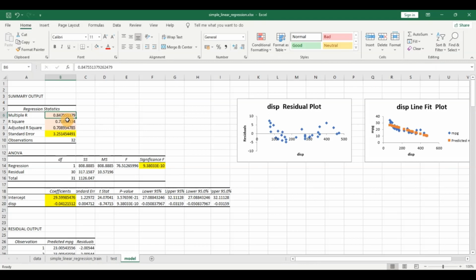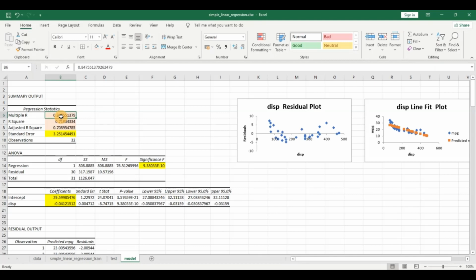So let's get right into it. The three important metrics that we evaluate during our regression analysis are the multiple R, the R squared and the adjusted R squared. Now let's take a look at each one by one because it's very important to understand them. And it can get a bit confusing at times, but they are very simple.